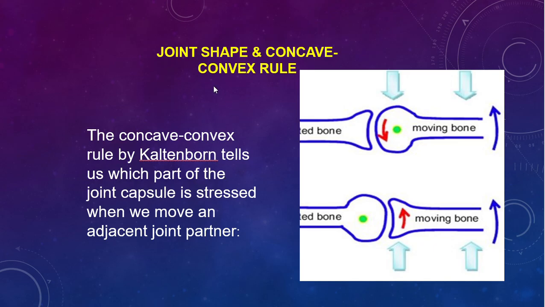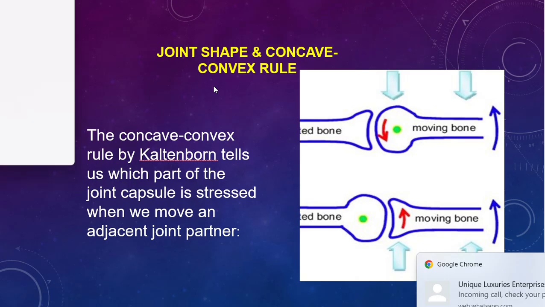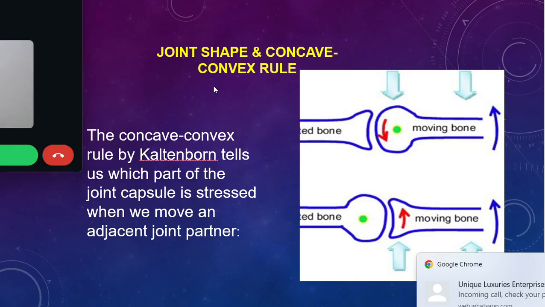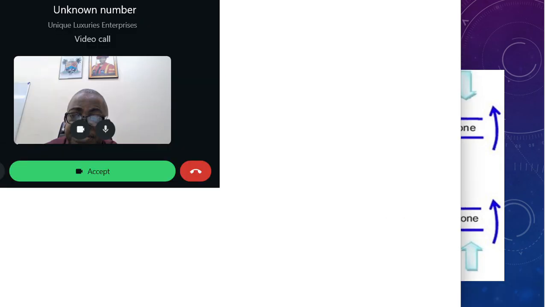Now go to slide number 25. Talking about the result that we get, there is a manipulative therapist called Kaltenborn who came up with a set of rules that enable us to decide and determine what we get during manipulation.